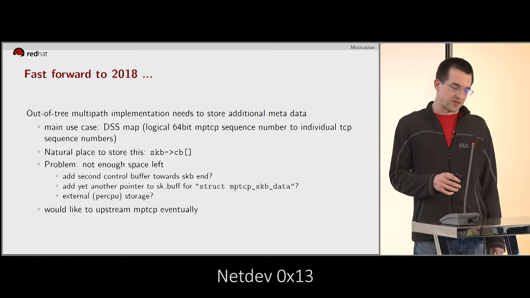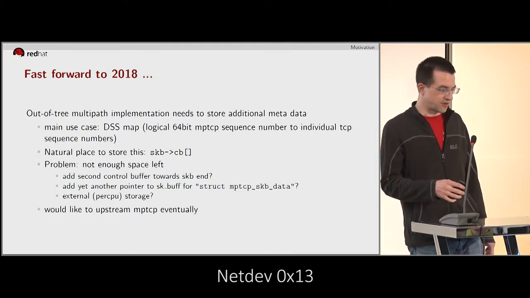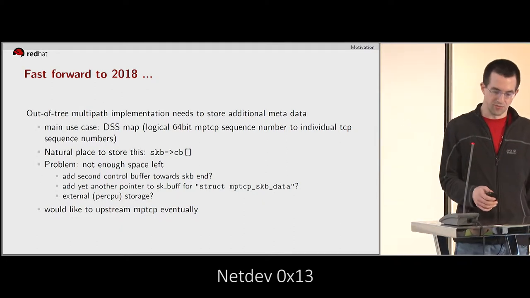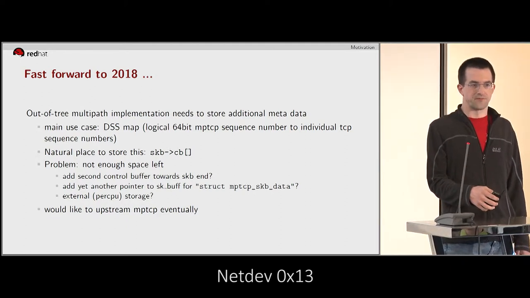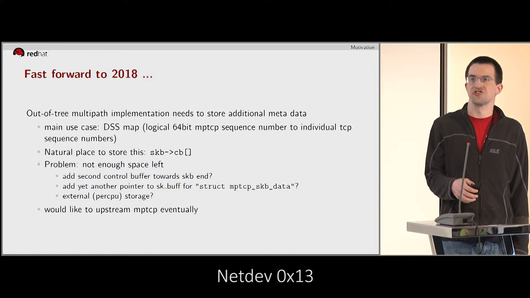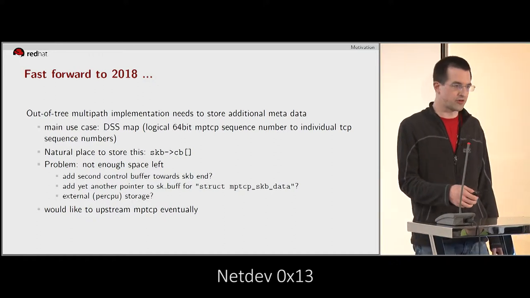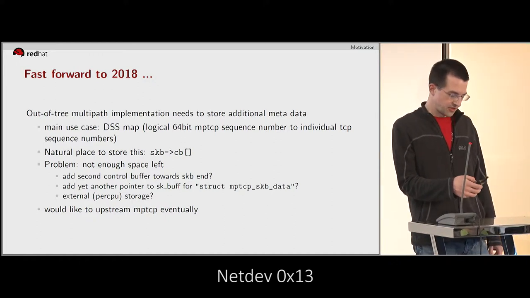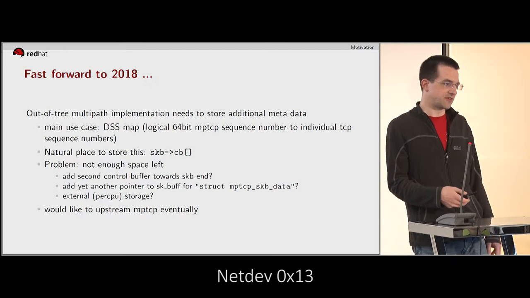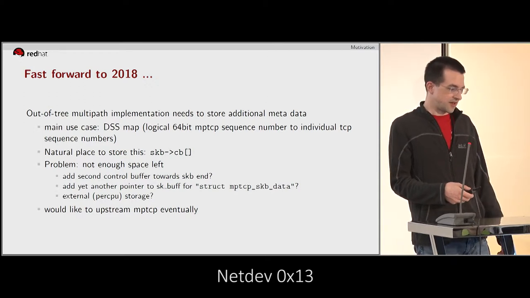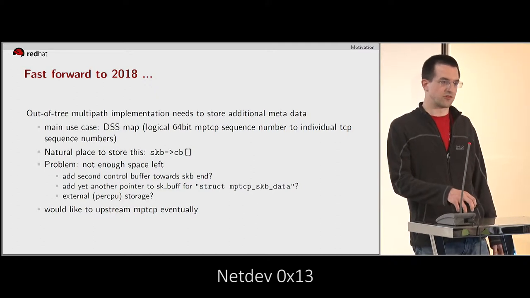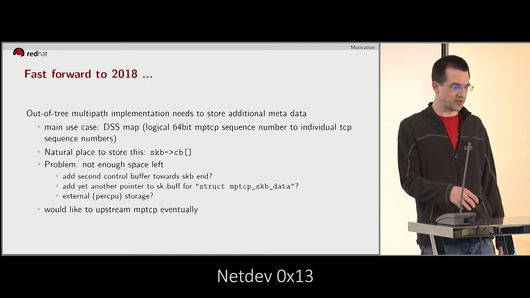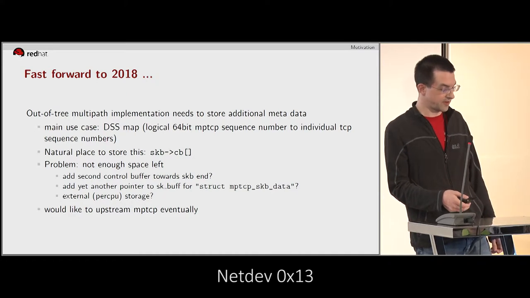Now it's 2018, and we have this thing called MPTCP. And MPTCP needs to store extra data in the SKBuf. The solution that was originally chosen is to just increase the control buffer, which is the logical place where you store such data, but it had to be increased because we are already out of space in the control buffer to put any more stuff in it without increasing the total structure size.